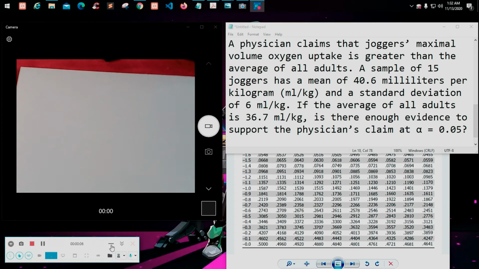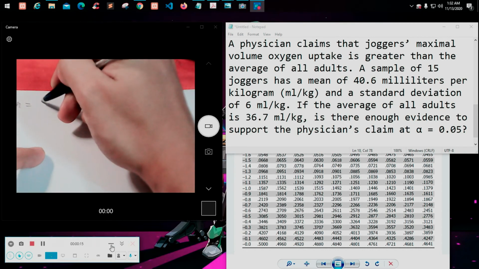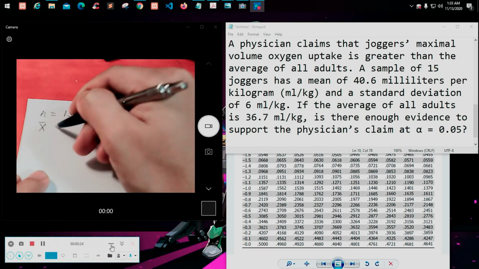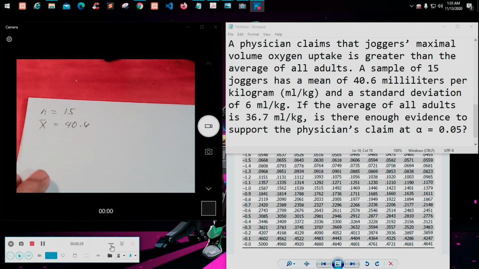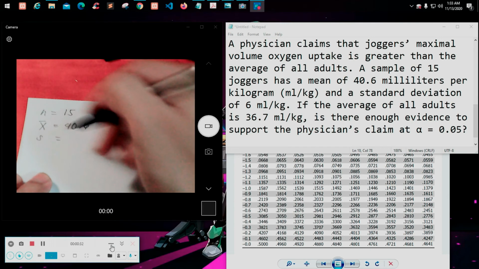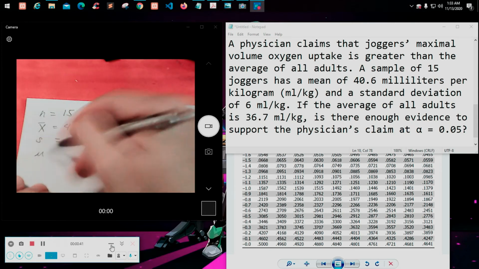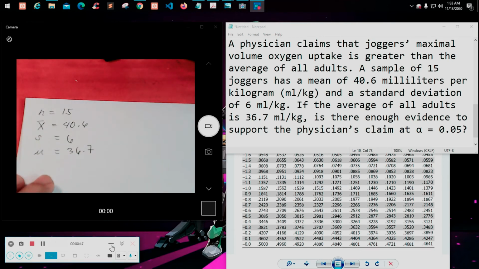So first, we list down all the givens of the problem. So sample of 15 joggers, so our n is equal to 15. Ayan. And then has a mean of 40.6, so we have a sample mean which is equal to 40.6. And standard deviation, so sample standard deviation is equal to 6. If the average of all adults, so we have the population mean is equal to 36.7. Is there enough evidence to support that?